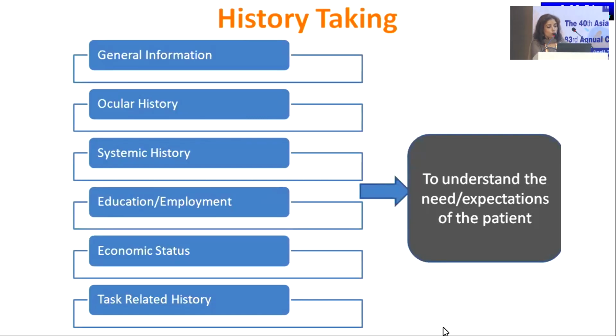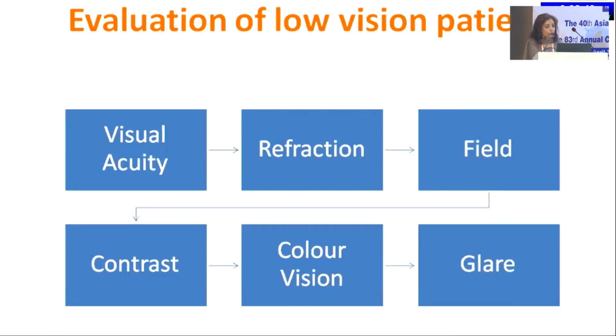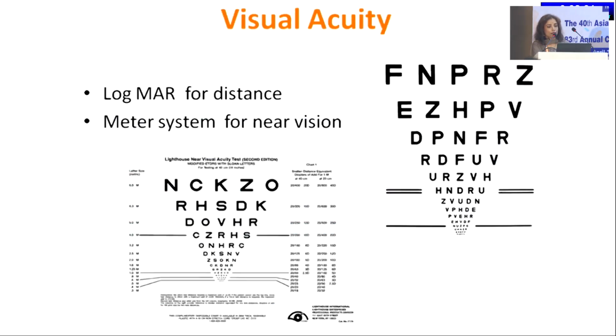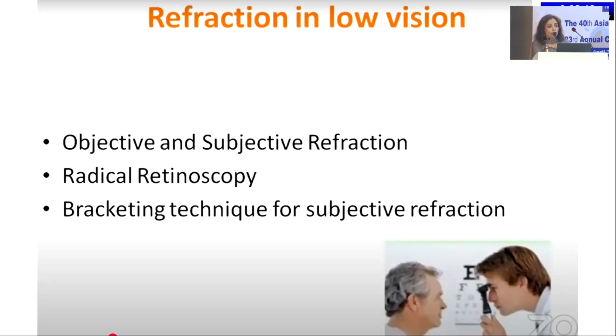Economic status also needs to be known about, and what are the task related history, these also we have to understand. So as in any examination, we first have to go for the visual acuity followed by refraction. The field testing has to be done. This will be followed by contrast sensitivity testing, color vision testing, and then an extra, which is not done for all other cases, is the glare testing. For visual acuity, we can stick to our Snellen vision chart, or logMAR is more recommended for distant vision, and for near vision, it can be a meter system.